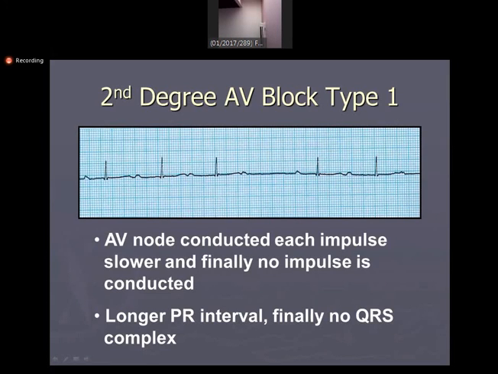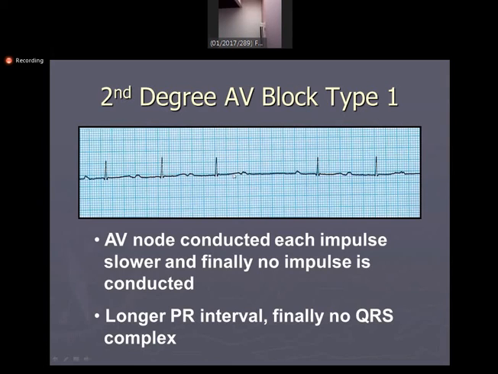It is second degree AV block. What does it mean? Okay, here you can see a P wave, which has a PR interval. How much? Around 7 small squares, and here is 10 small squares.